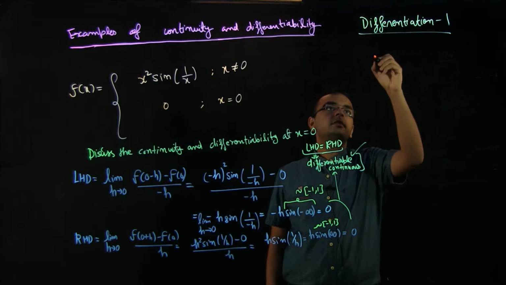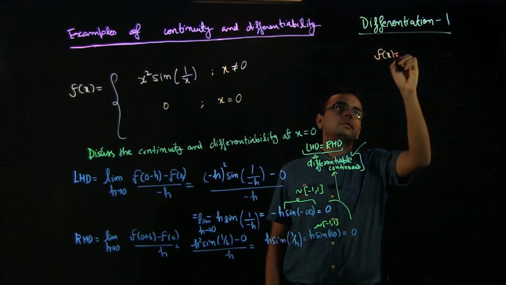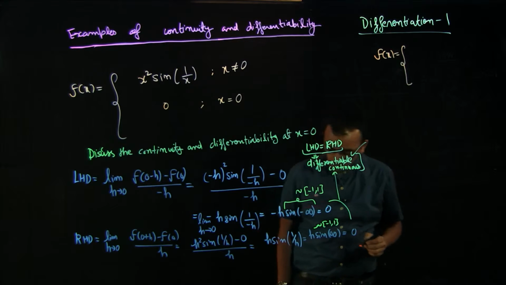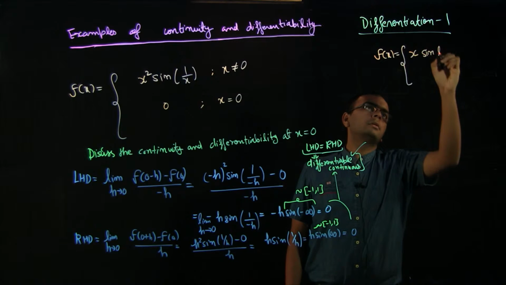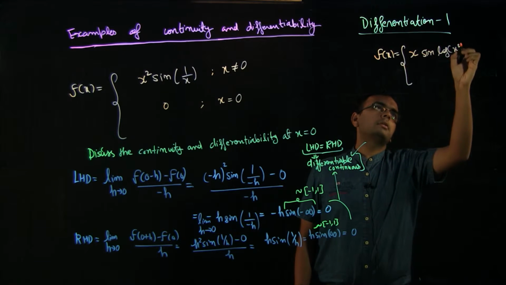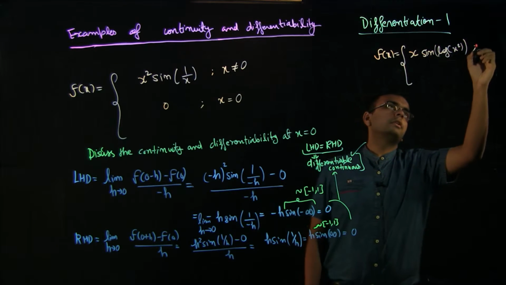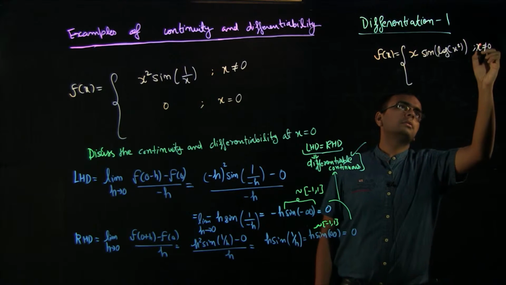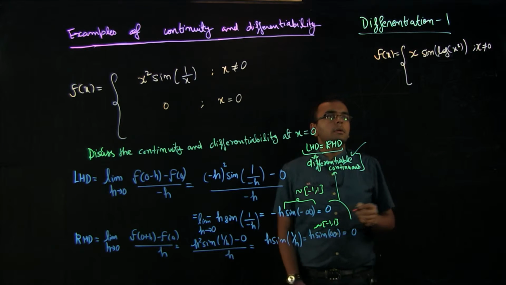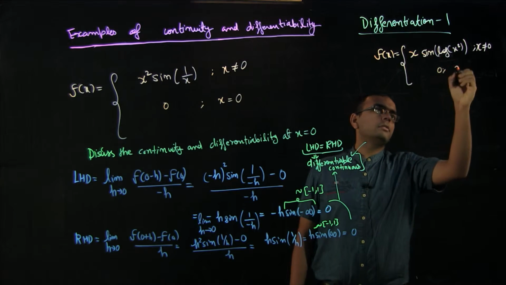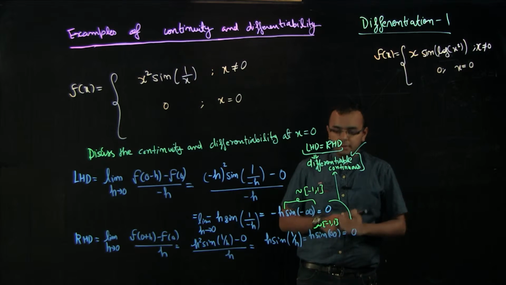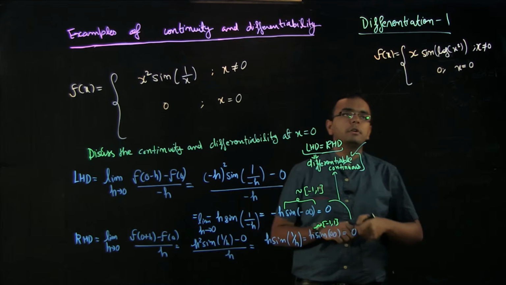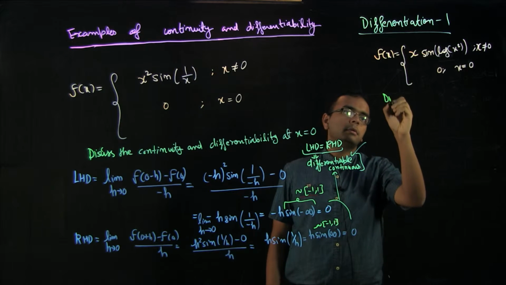The function f(x) is x sine log of x square for x not equal to 0, and 0 for x equal to 0, and you have been asked to do the same thing, discuss the differentiability and continuity at x equal to 0.